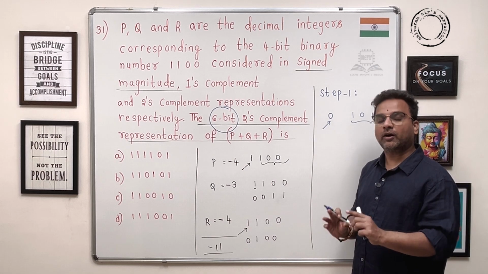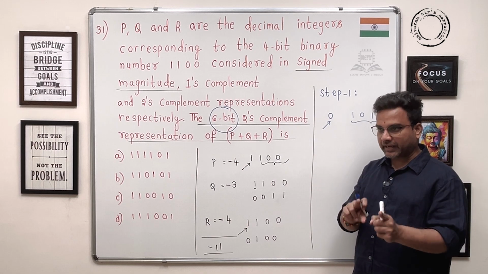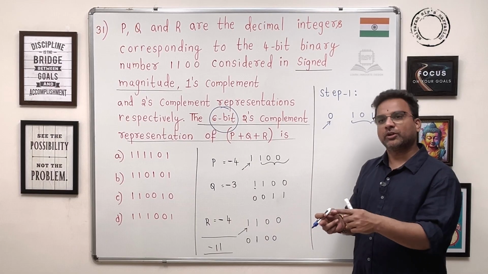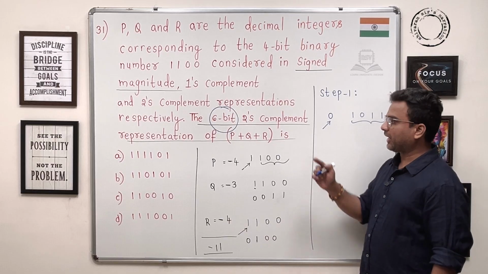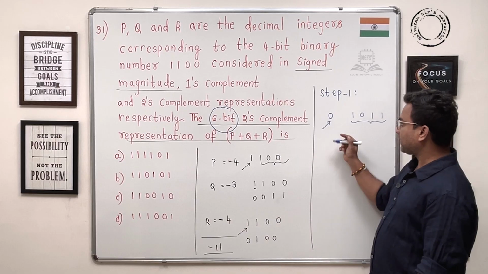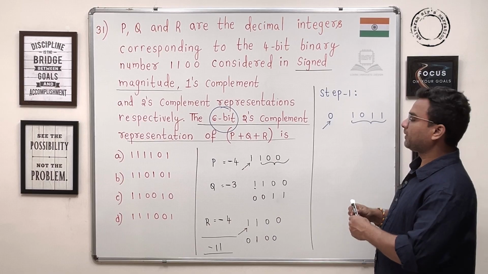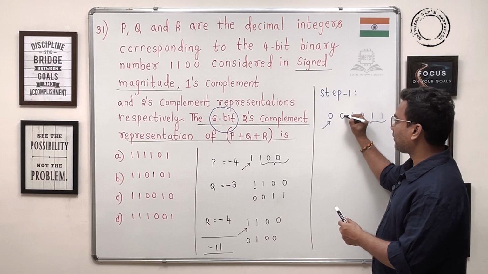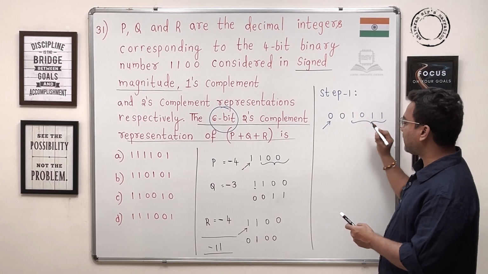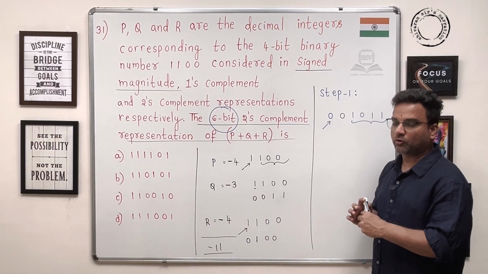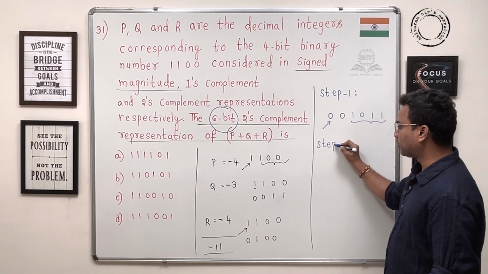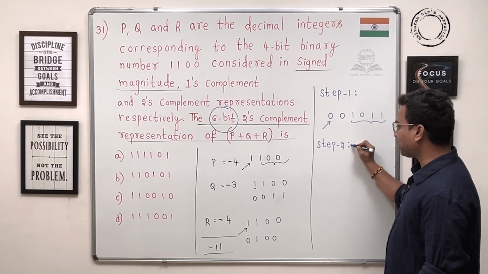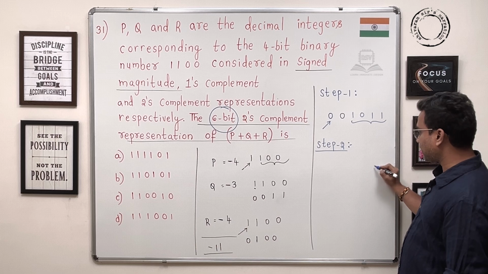So here what you can do is, between the sign bit and the magnitude bits, you can add any number of bits as per your requirement. I want 6 bits. Hence here I am adding 0 between the sign bit and the magnitude. Now step 1 is over. Now what is step 2? Simply apply 2's complement.